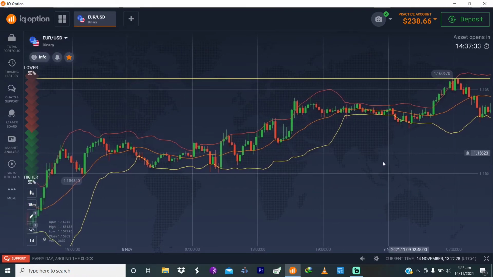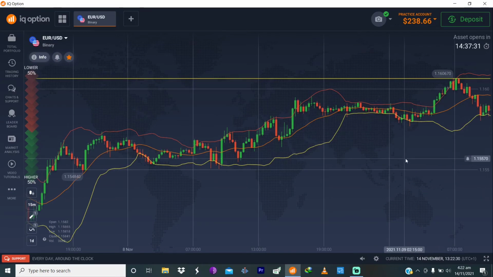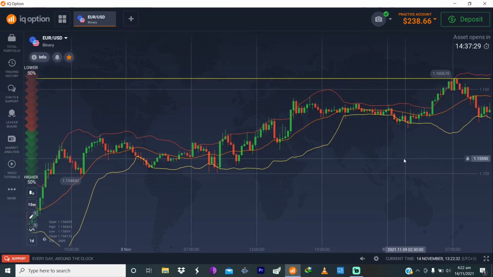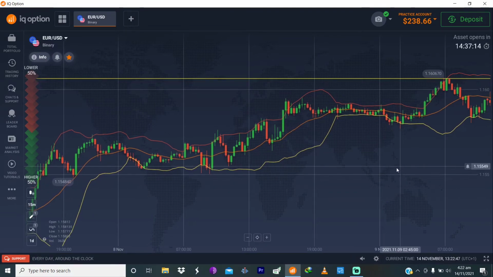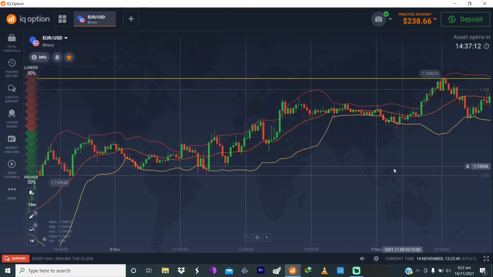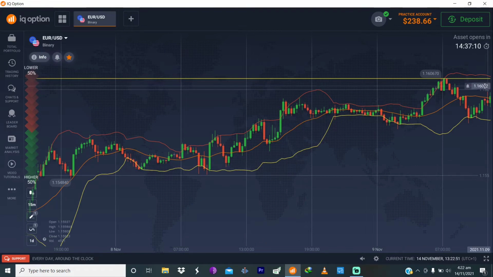Then, as I said in the other video, when you see a bullish candle, then another bullish candle following after a bearish candle, you buy at the next candle. You see, you won. You buy at the next candle, you buy immediately. Then you wait, then you see two bearish candles like this.